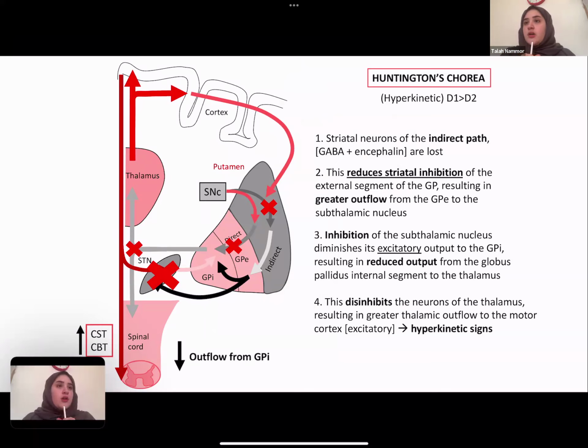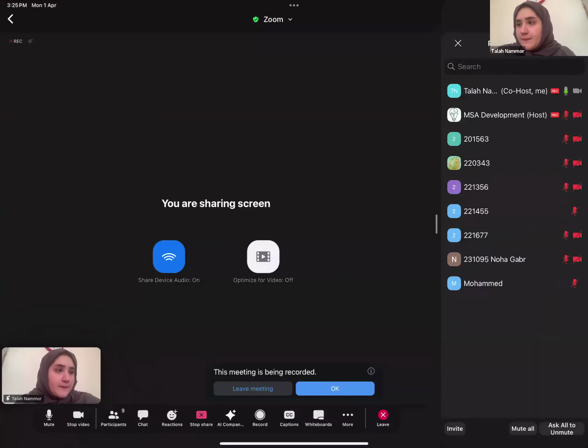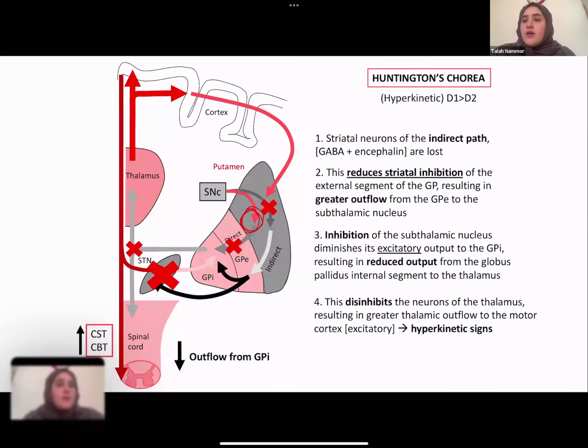Moving on, now we're going to talk about Huntington. Huntington is a hyperkinetic disorder. So what do we mean by hyperkinetic? We mean D1 is stimulated more than D2. Okay, is there a question? There's no question. So basically, in Huntington, D1 activity is stronger than D2, a dominance of D1 over D2.